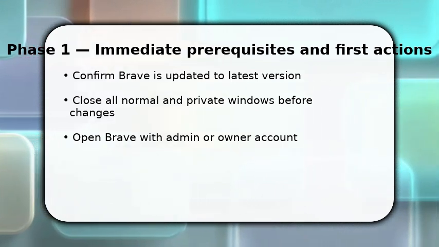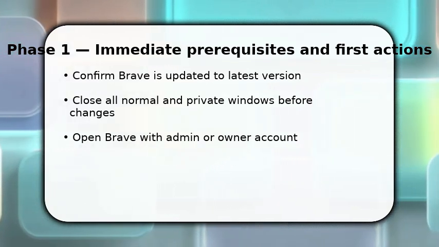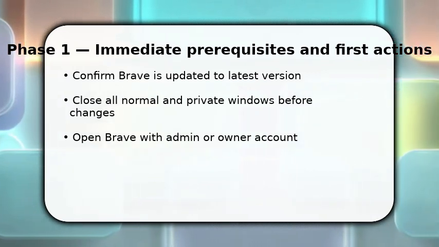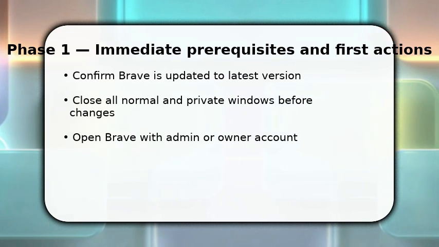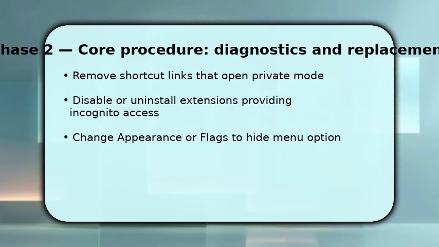Now navigate to Appearance or Extensions, depending on whether you use a shortcut or an extension to access private windows. This gets the process moving without delay. You now remove the entry points to private windows. First, check Desktop and Taskbar shortcuts.